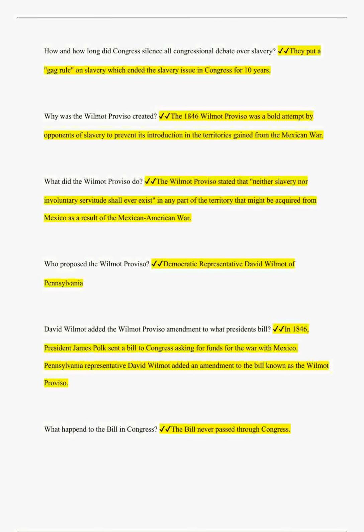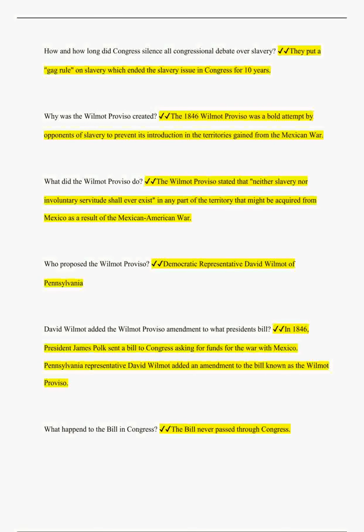What did the Wilmot Proviso do? The Wilmot Proviso stated that neither slavery nor involuntary servitude shall ever exist in any part of the territory that might be acquired from Mexico as a result of the Mexican-American War. Who proposed the Wilmot Proviso? Democratic Representative David Wilmot of Pennsylvania.